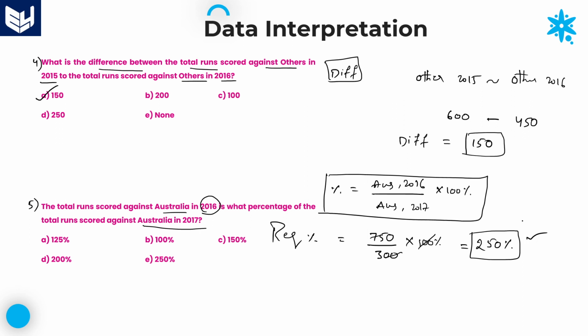Our required percentage is how much? 250 percent. Look at the options. Among the options, 250 is there at option E. Therefore, option E is the right answer for this question.